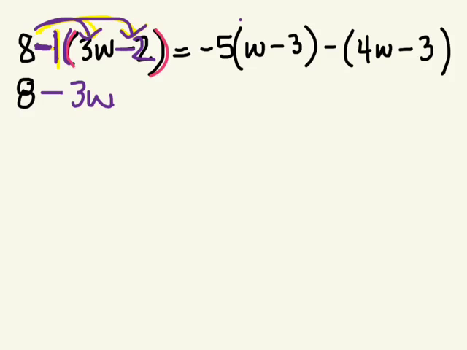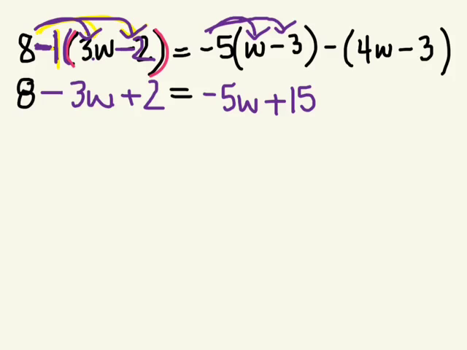Positive 2. So on the right side, I need to distribute -5 times w, which would be -5w. Good. And then -5 times -3, a negative times a negative, 15. Good, positive 15. Now this looks very similar to the first example we did.